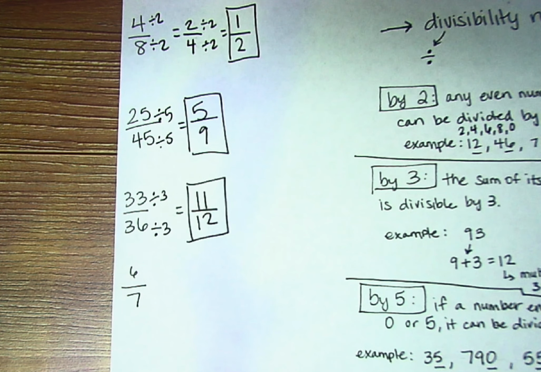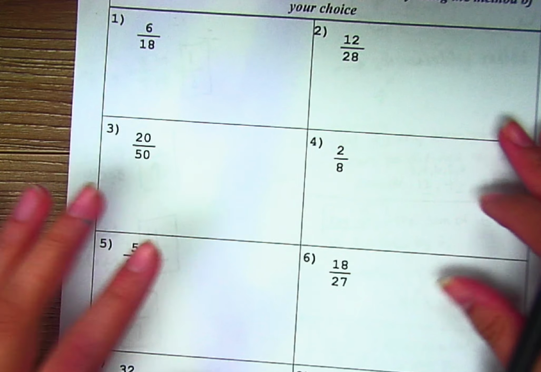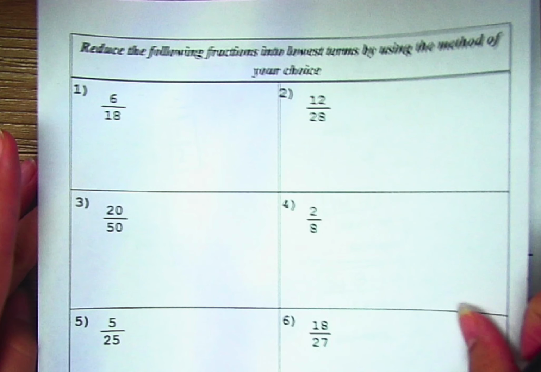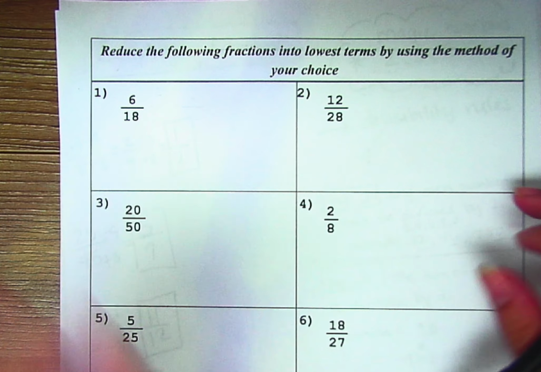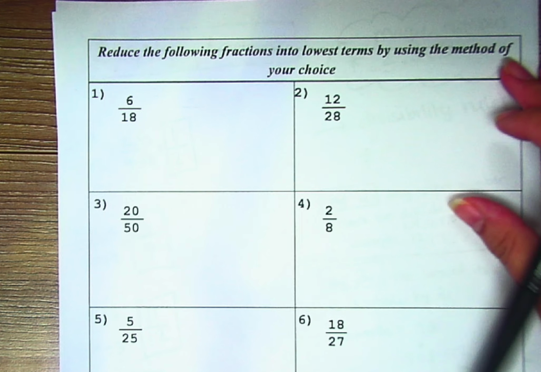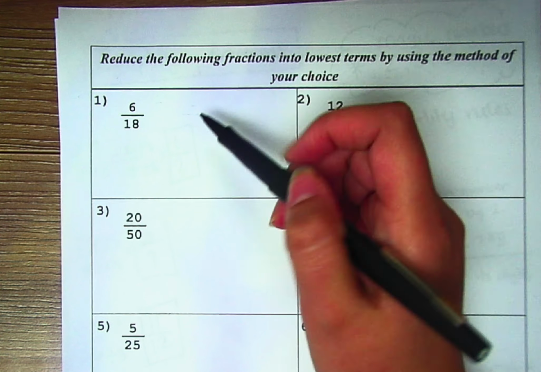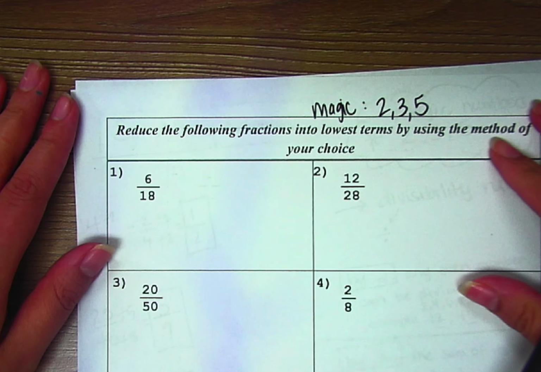Okay. I do want you to do some practice. When you're finished with this small little notes page, raise your hand and I'll give you this one. This is just practice, going to be extra credit. I want you to simplify each of these fractions. Remember your magic numbers. Magic numbers are 2, 3, and 5.